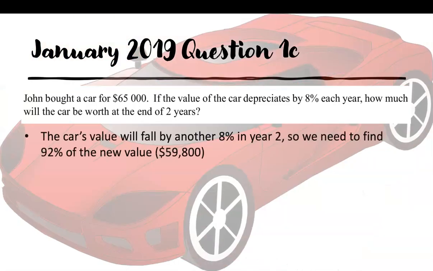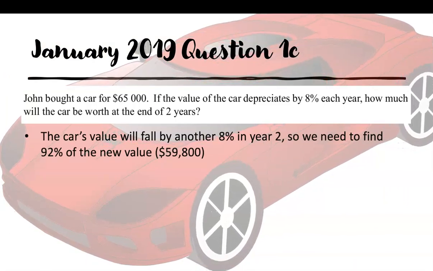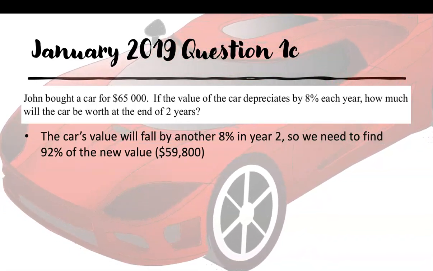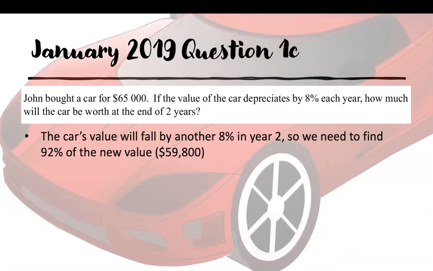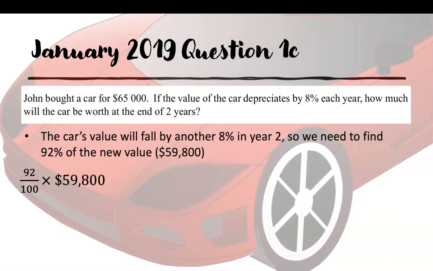Next, it will fall by another 8% in the second year. So we're losing another $8 out of each $100, leaving $92 out of each 100. So we're left with 92% of the new value at the end of the second year. So we're finding 92% of $59,800.